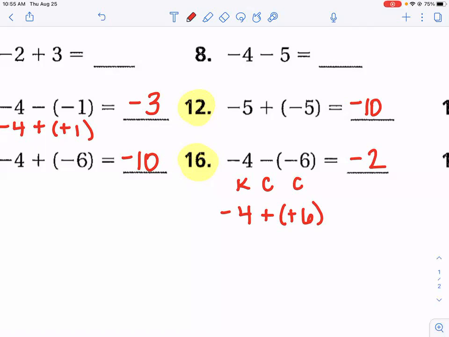Okay. Do we have same or different sign for the addition problem? Different. Okay. We subtract. 6 minus 4 is the 2. Is the 2 positive or is it negative? It's positive because the 6 is bigger and it's positive. See, we don't have to guess. We can think through it.